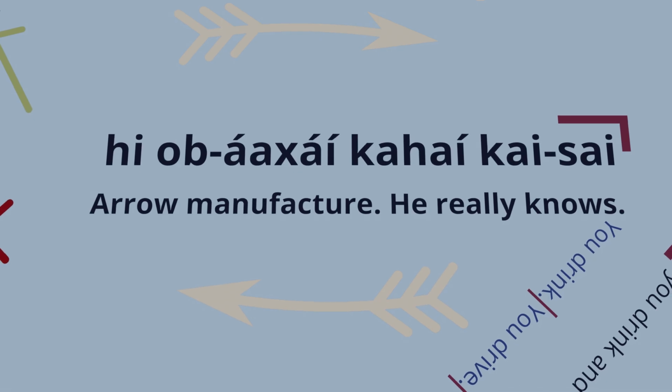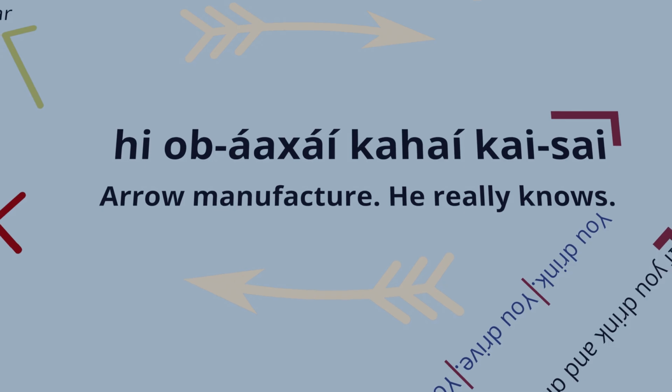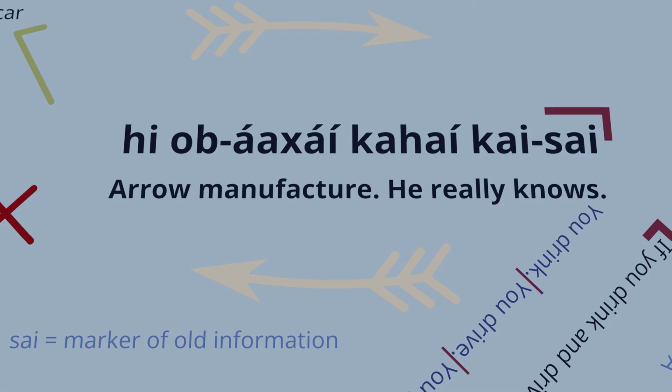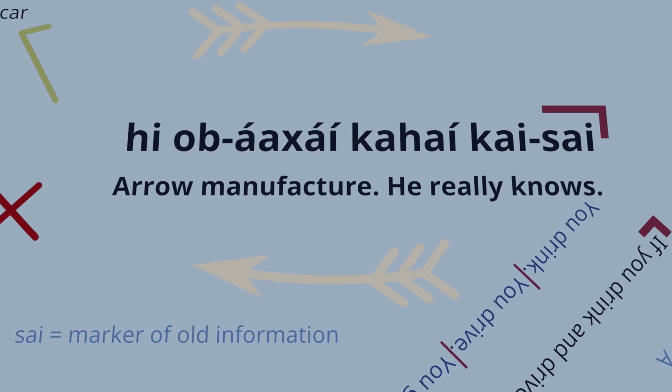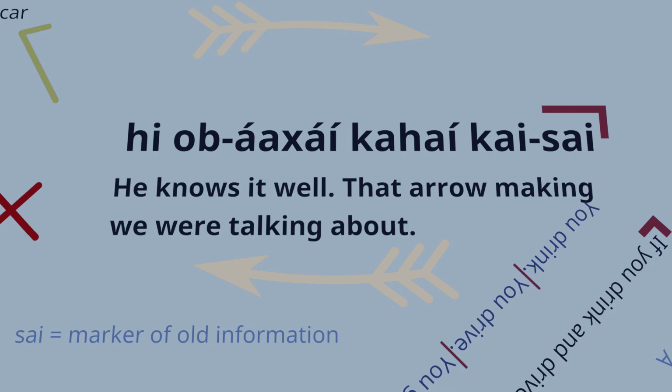And here Everett revised his earlier analysis. He dropped the idea that sai was a nominalizer, and instead he argued that it was a marker of old information, meaning that sai isn't something you add to turn something into a noun, but rather it's something you use to indicate that this is something you are already talking about. So presumably in that sentence, when they say kahai kai sai, it means they were already talking about arrow making earlier on. I guess you could translate it to something like, he knows it well, that arrow making we were talking about.